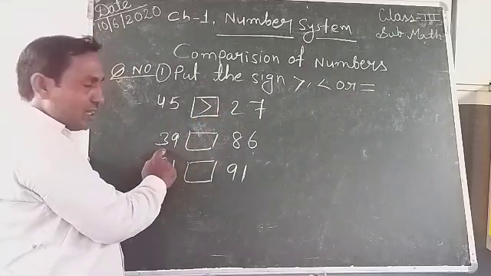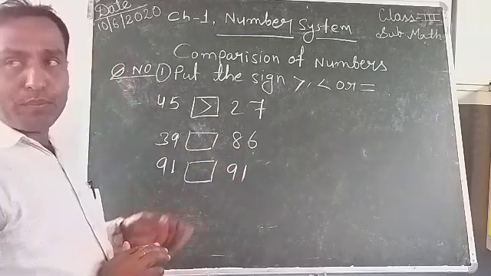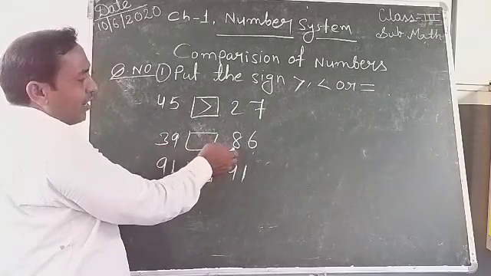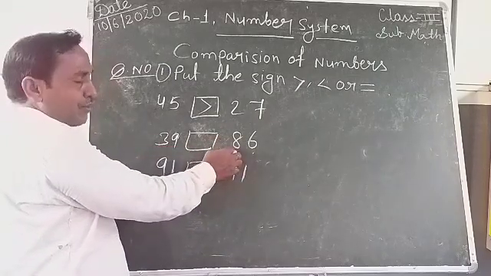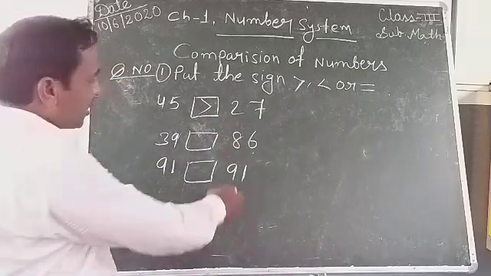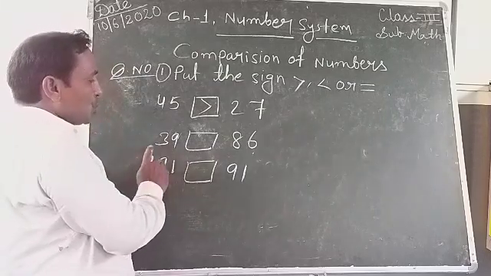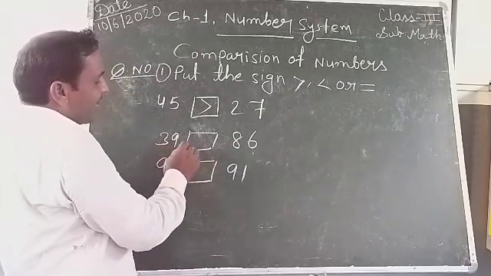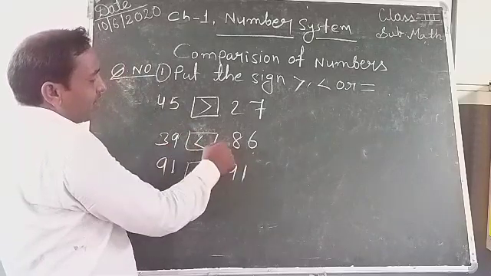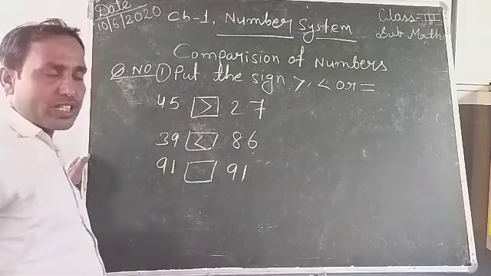Second question, 39, and on the opposite side is 86. You use the same process for comparison here. In this place the left number is 3 and the opposite side's first left number is 8. So which one is greater? Exactly, this one is greater. 86 is greater than 39. So you put here the sign, 39 is smaller than 86. So you put here a smaller sign.